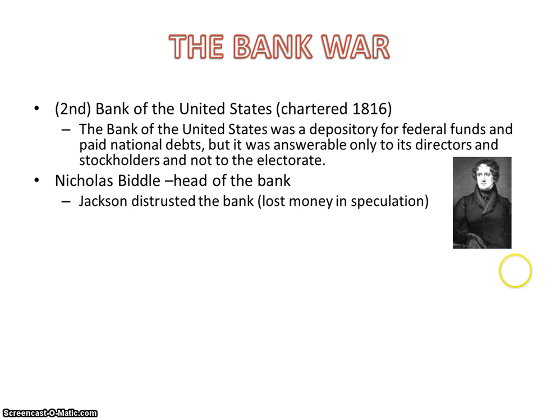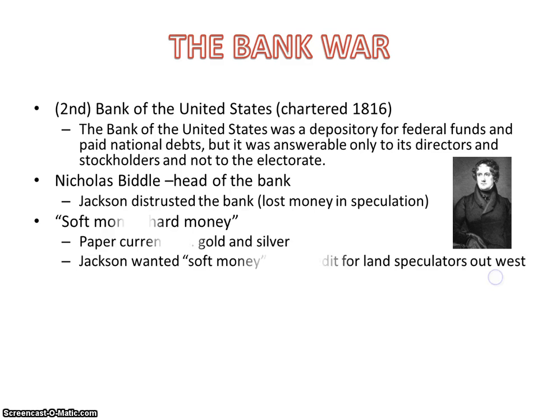The head of the bank, Nicholas Biddle, got into a bank war with Andrew Jackson, who distrusted the bank and had lost some money in speculation. There was an argument over hard money versus soft money. Soft money is paper currency, and a lot of people often like to have that because it's easier to print more of and you can get it and it's cheap, versus this idea of hard money, which is a gold or silver standard.